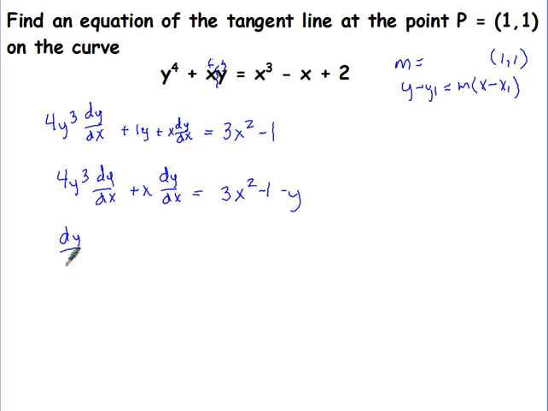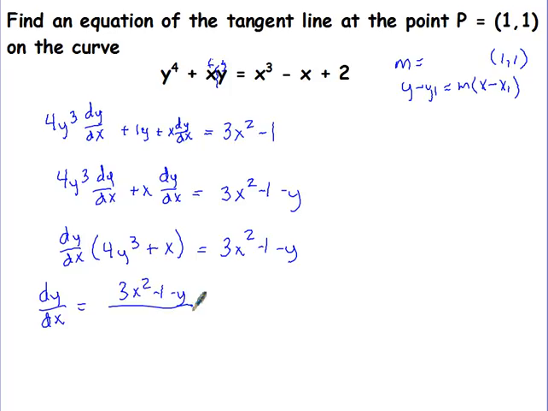Factor dy/dx from both. That leaves me with 4y cubed plus x equals 3x squared minus 1 minus y. Get dy/dx by itself. dy/dx is equal to 3x squared minus 1 minus y over 4y cubed plus 1.